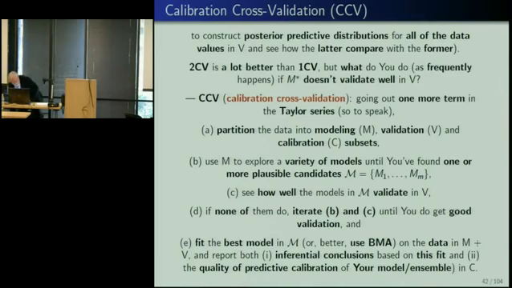And now finally, when you're done, you take the data sets, the data in the modeling part and the data in the validation part, and you move them together into one big data set, and you fit either the best model in your ensemble or use Bayesian model averaging on that unified data set, modeling plus validation. And now you're prepared to report two things. Roman numeral 1 down there at the bottom, page 42, inferential conclusions based on this fit, and also Roman numeral 2, the quality of predictive calibration of your model or model ensemble on the data in the calibration subset, which was not used in the fitting process.